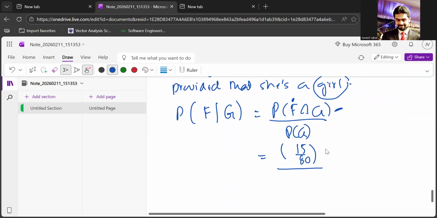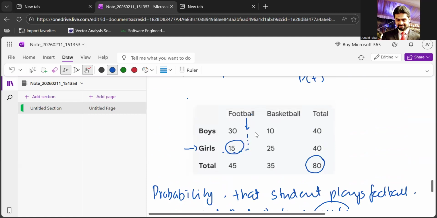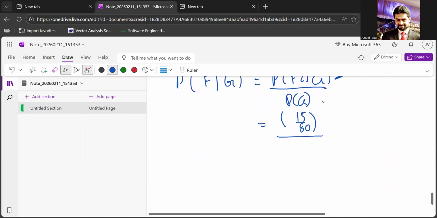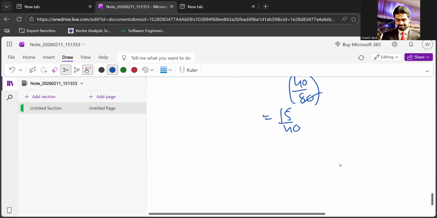And similarly, probability of girl would be the total number of girls are 40. These are the total number of girls and total number of students are 80 again. So 40 over 80. We can cancel out 80 and 80 and we can write 15 over 40 and just cancel it out. So probability of a student playing football, provided she's a girl, is 3 upon 8.